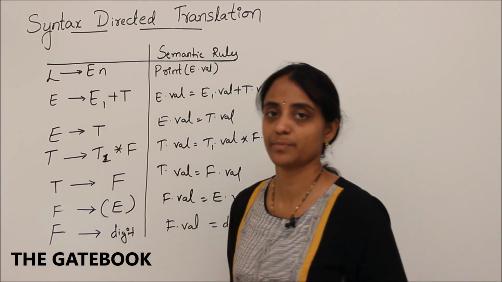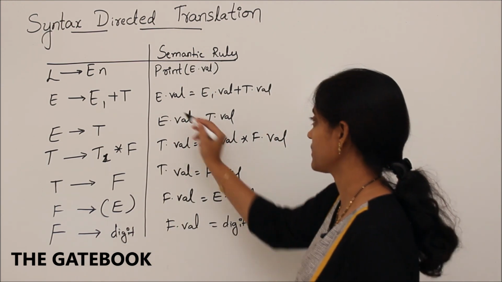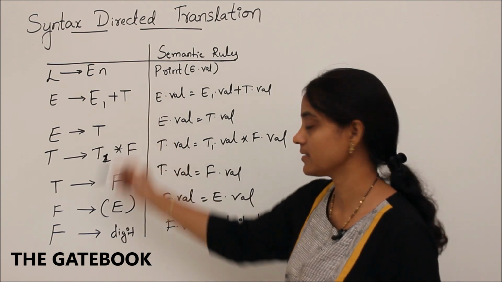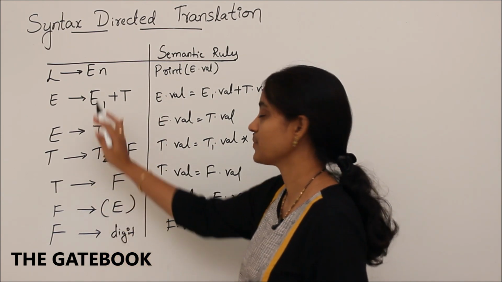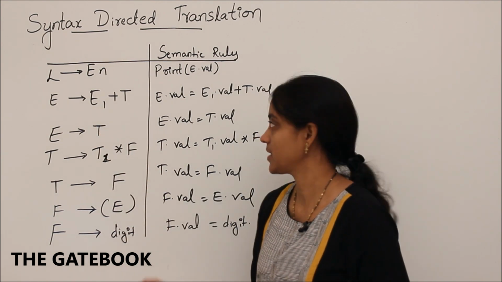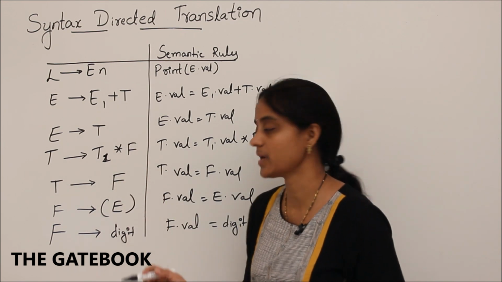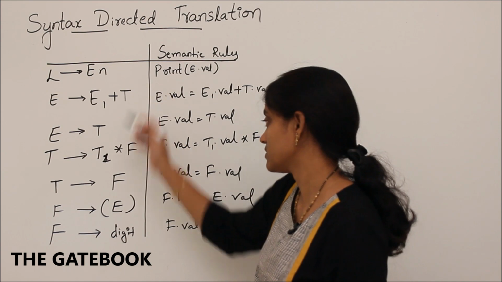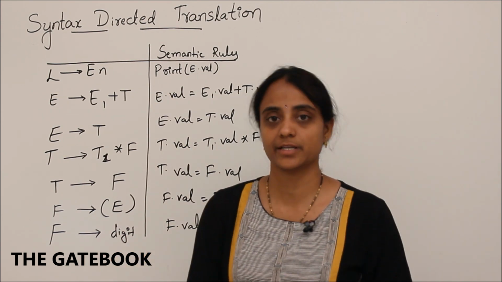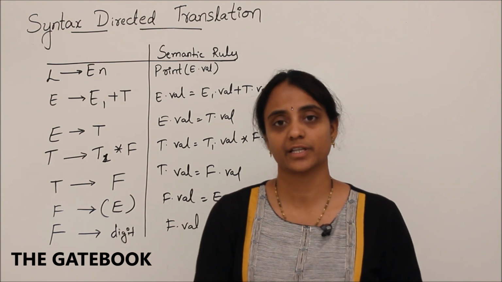So this is the example grammar, and these are semantic rules to compute the attribute value for each production. So this is nothing but a simple expression grammar, right? We have two operations, addition and multiplication, and finally we do the operation for digits. Now these are the semantic rules for the grammar.